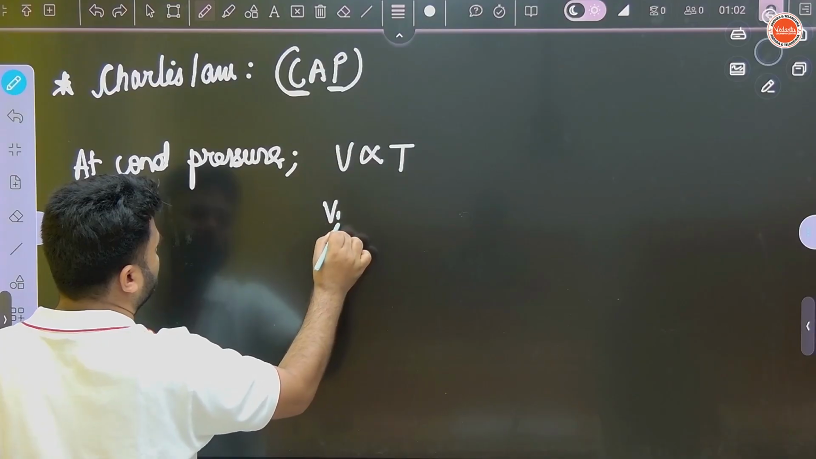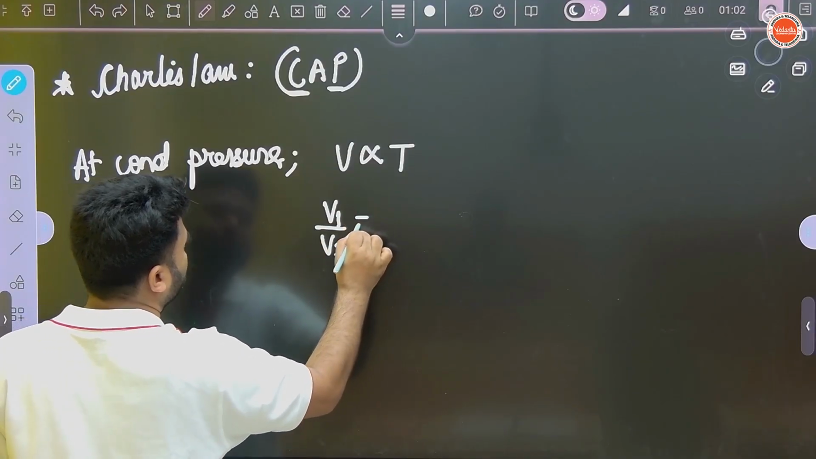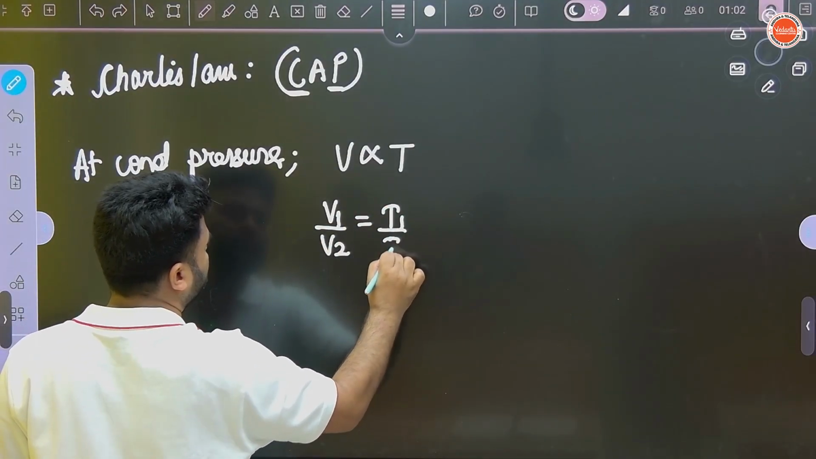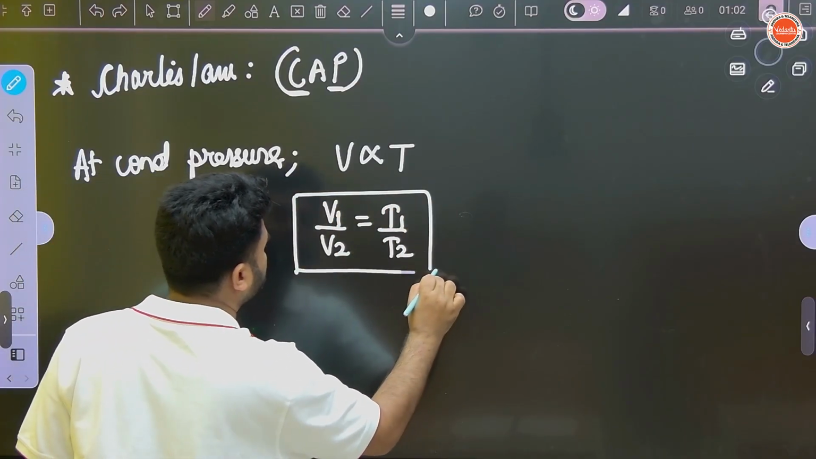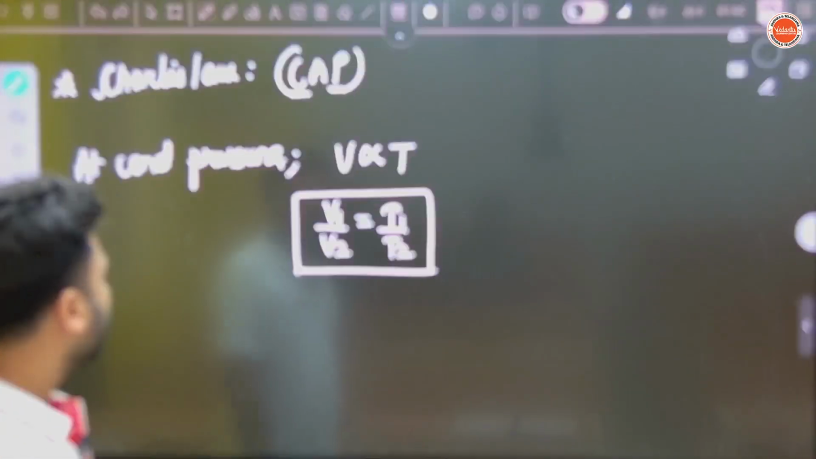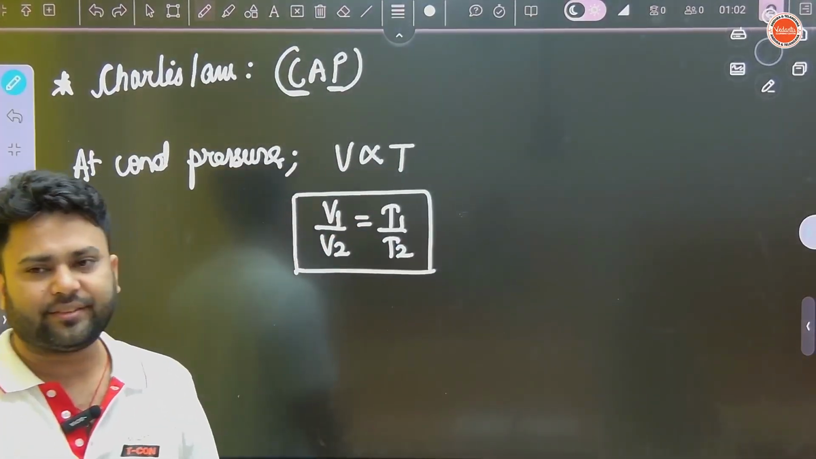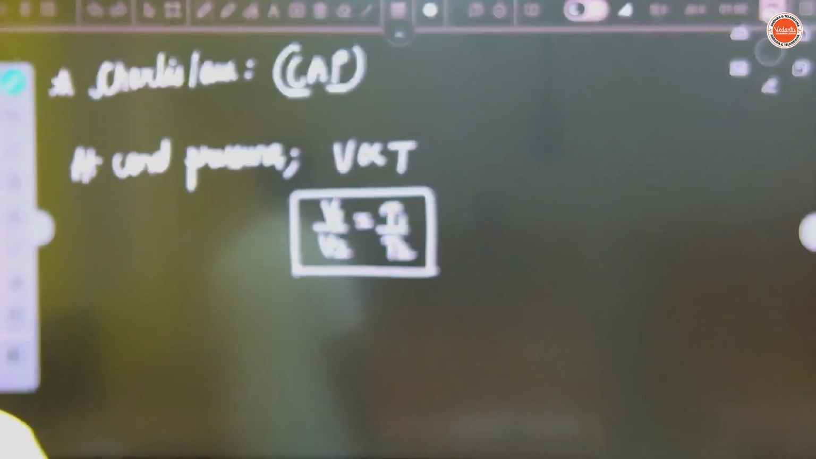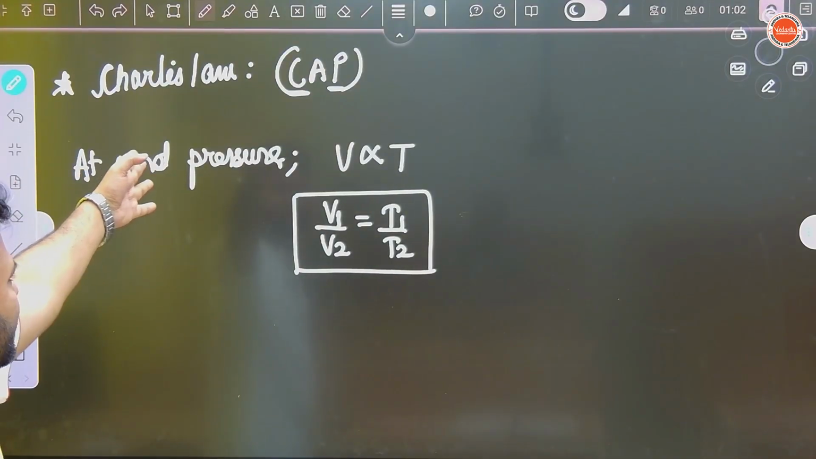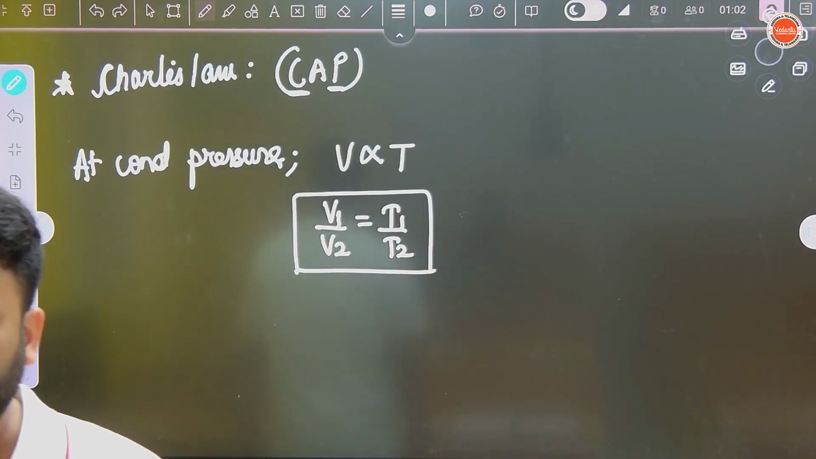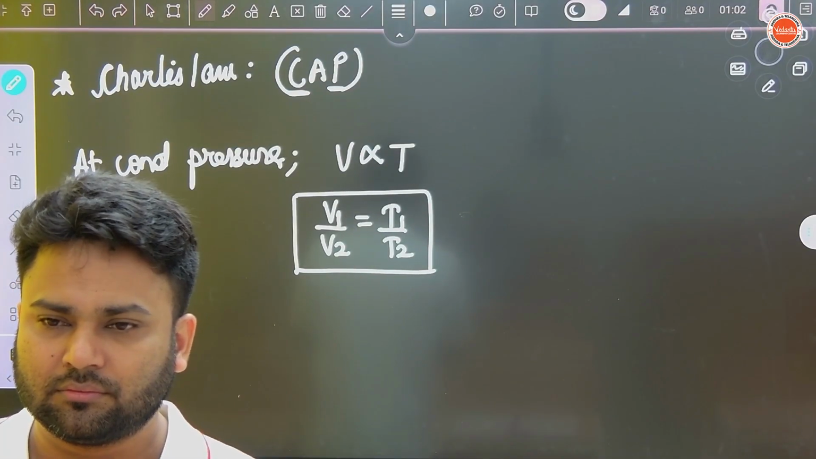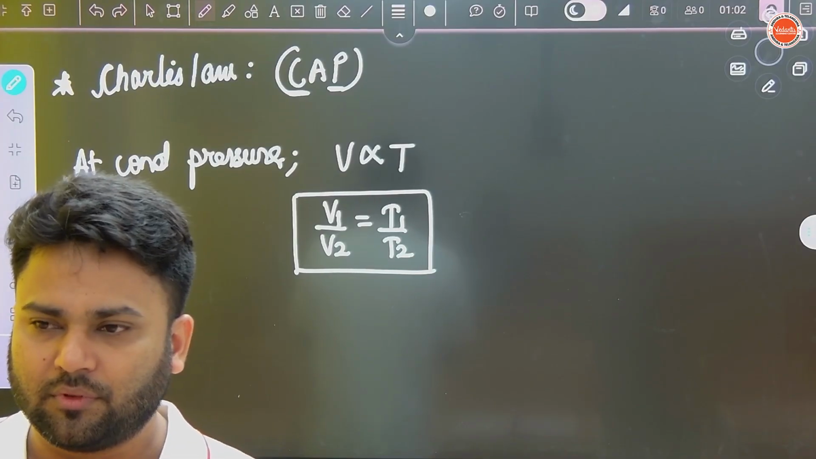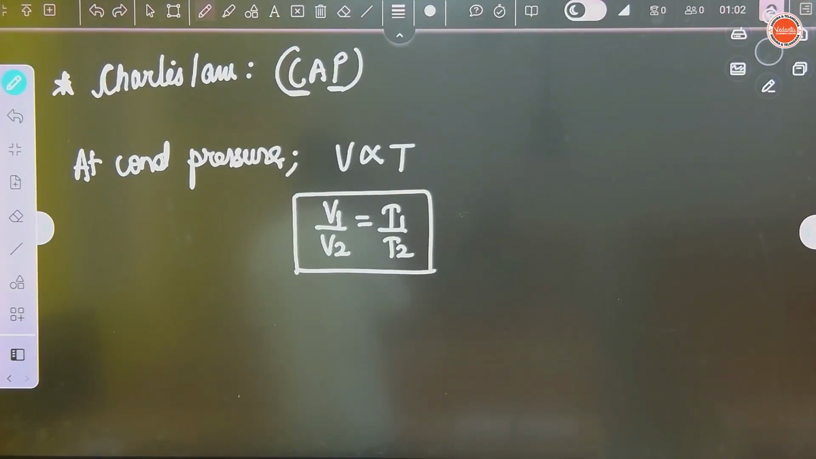Means V1 by T1 equals V2 by T2, that is V1 by V2 equals T1 by T2. If we increase the temperature, volume will increase. Charles law, directly proportional.